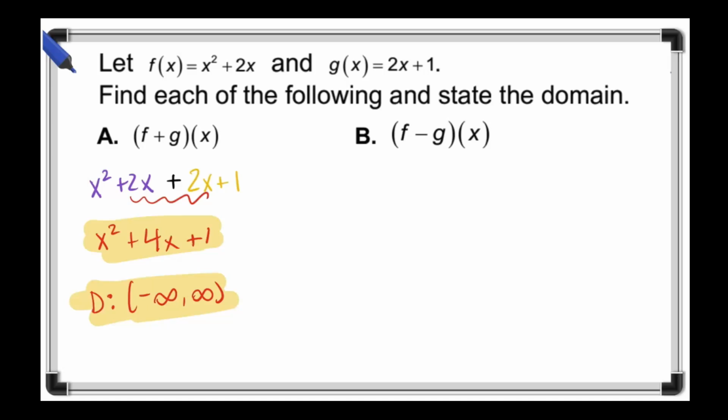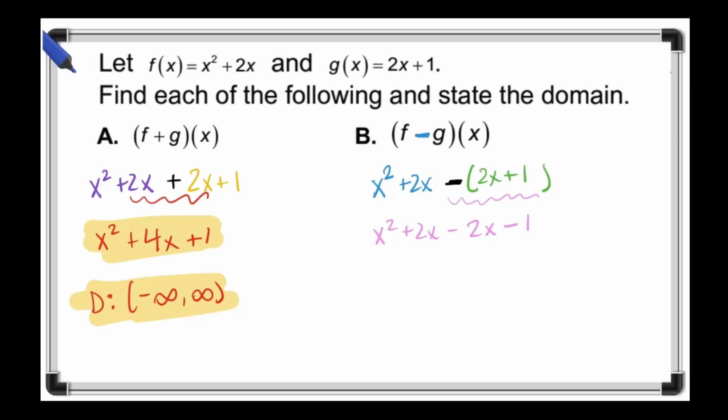All right, the next one we are doing is subtraction. Here's the thing you want to remember: make sure you use parentheses when you have subtraction questions. So we have x squared plus 2x. When we are subtracting, we use parentheses on that second function, so we have 2x plus 1. Doing so means that we're going to change our signs in that second parentheses. So you have x squared plus 2x, minus 2x, minus 1.